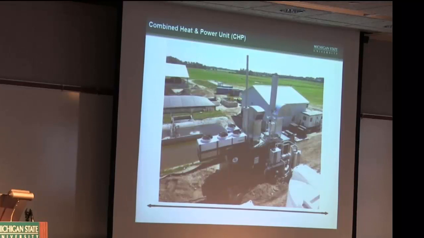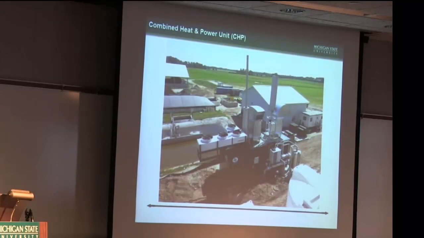Looking down, this is the combined heat and power unit. It's a containerized unit with a 12-cylinder engine in there that runs strictly on biogas. We have heat recovery on the exhaust. We have a flare that's integrated, again, in case our generator's out of service and we're producing gas, we still need to destroy that gas.